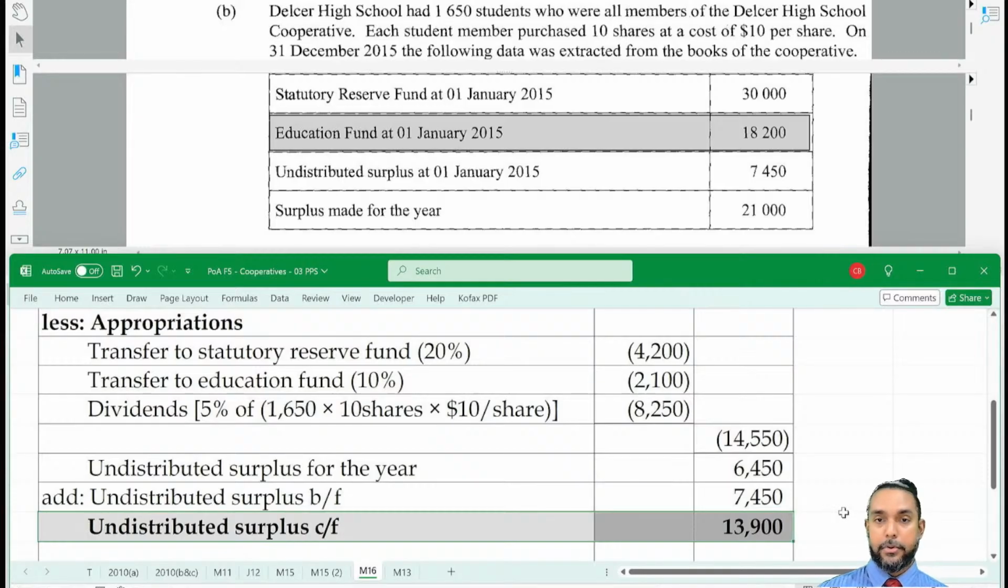All right, okay, so organize it. So head up Delco High School Cooperative, balance sheet extract as at 31 December 2015. Put in your share capital first. You have three reserves: the statutory reserve fund, education fund, and the undistributed surplus, which is this item down here.